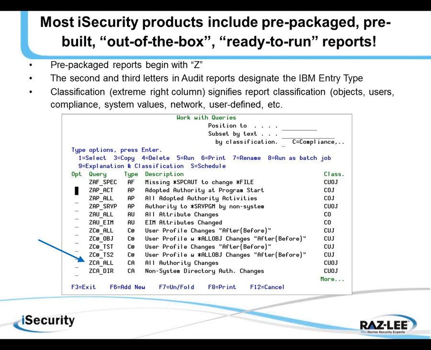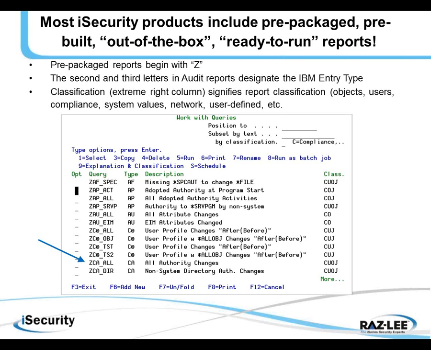These reports all begin with the letter Z, and the second and the third letters, for example, in the audit reports, designate the IBM entry type. So it's really very, very easy to identify what the report is actually referring to, whether it's auditing or commands or jobs, for example, JS entry type, etc.